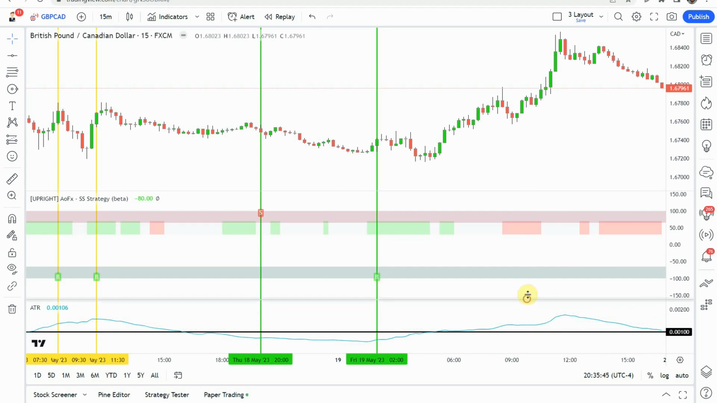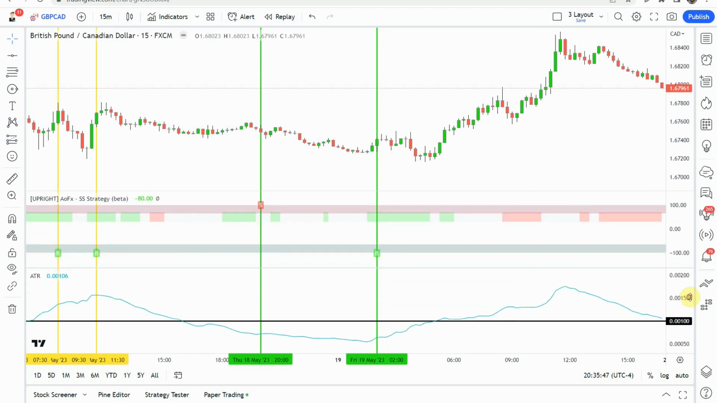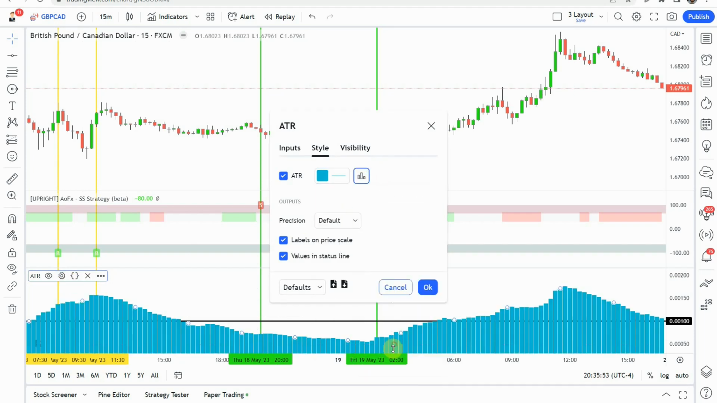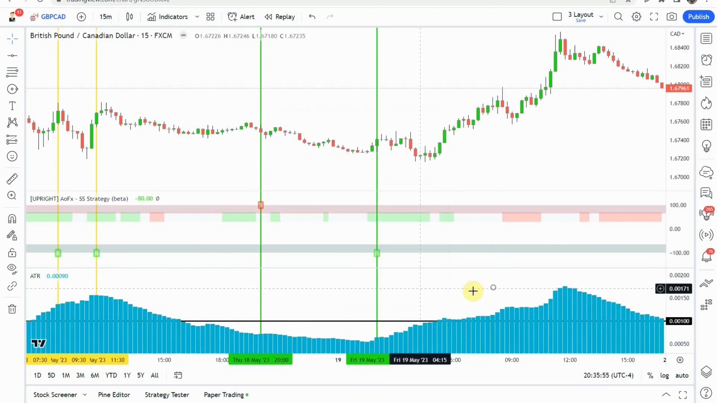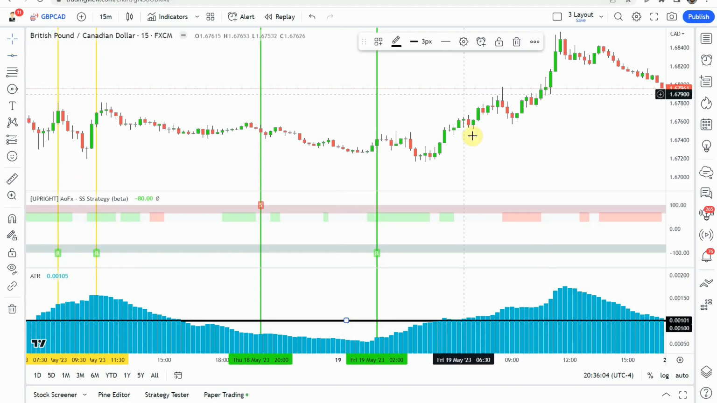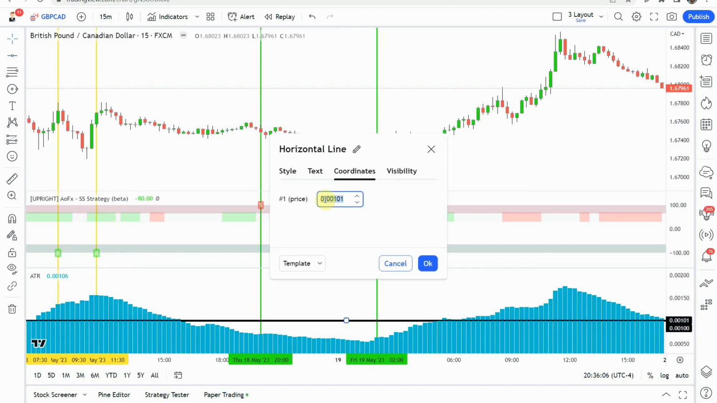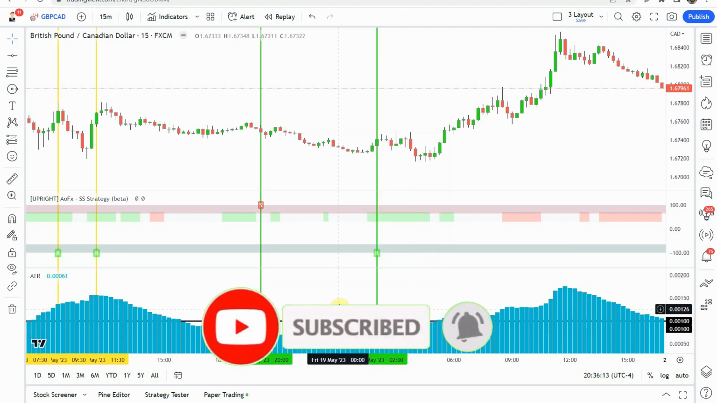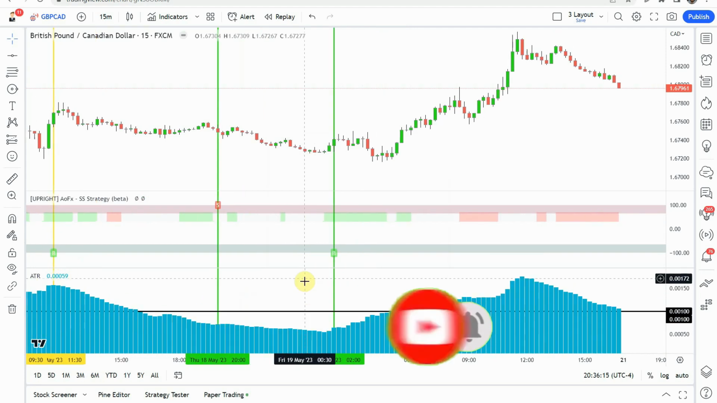And so we have the ATR on screen. It's basically just a line. So what I did was I went in and I turned that line into columns like this here. And then I went up here and took a horizontal line like this and put it at the 0.00100 coordinate right here.